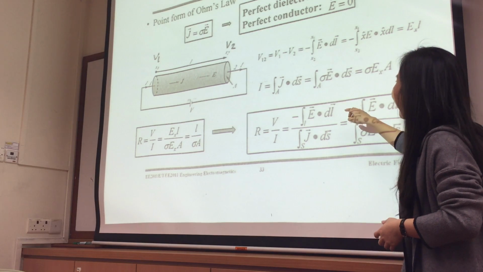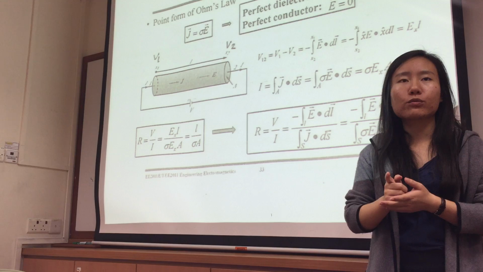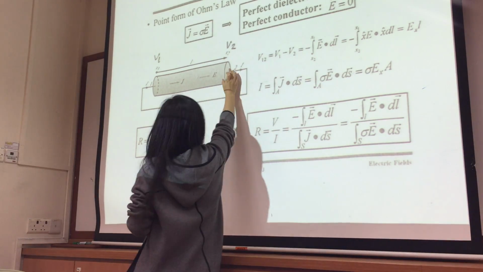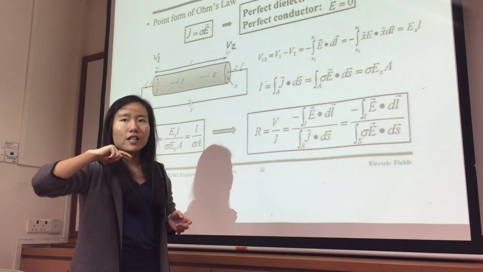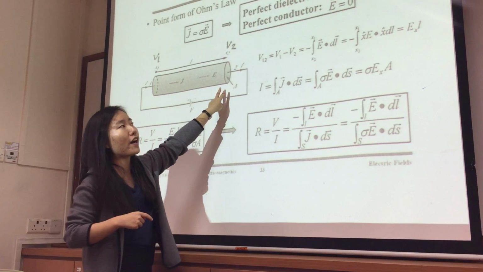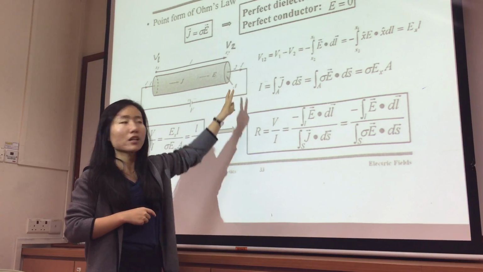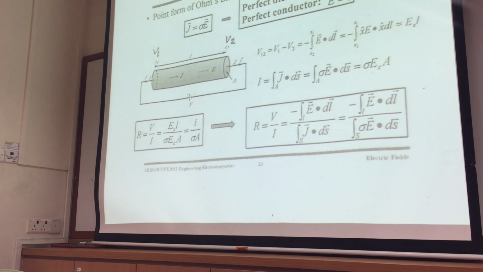So S is the area that the electric field will go through. The electric field only goes through this one and this one. So the area that the electric field goes through is the two circles at the sides. That is pi r square. Okay, any questions?